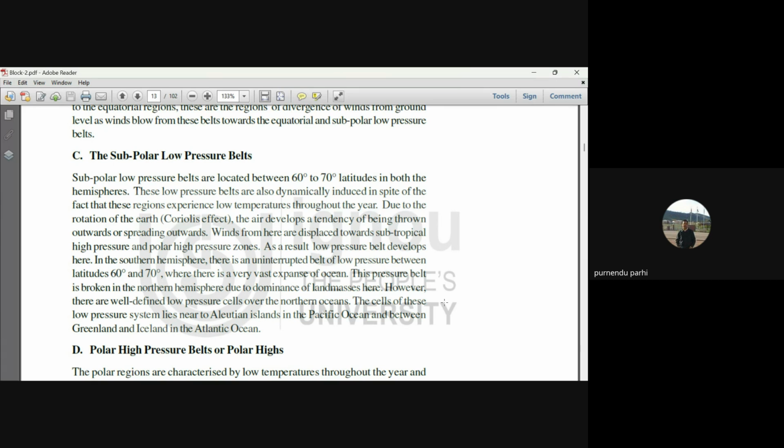In the southern hemisphere, there is an uninterrupted belt of low pressure between latitude 60 to 70 degrees, where there is a very vast expanse of ocean. The pressure belt is broken in the northern hemisphere due to the dominance of land masses here. However, there are well defined low pressure cells over the northern oceans. The cells of this low pressure system lie near the Aleutian Islands in the Pacific Ocean and between Greenland and Iceland in the Atlantic Ocean.